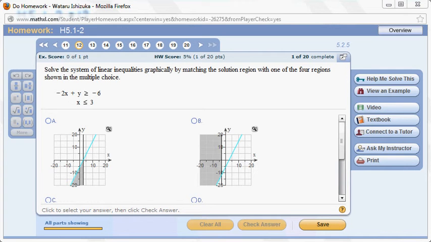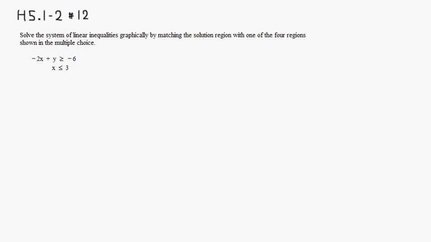Okay, let's look at homework 5.1, 5.2, number 12. Right, so we want to find the solution set for this system of linear inequalities. So let's do that. First, inequalities are too hard, so I'm going to just turn them into equalities.